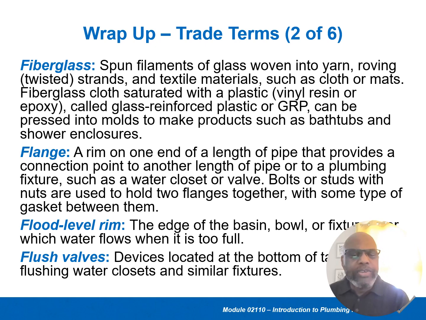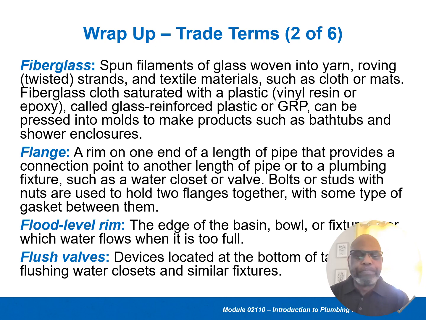A flange is a rim on the end of a length of pipe that provides a connection point to another length of pipe. Usually a flange has two sides to it. The flanges are flat and are usually bolted together somehow. Flanges are usually used on very large pipes, because to keep from threading the pipe, they will weld a flange on it. They will have pipe fitters who actually will deal with that type of piping.